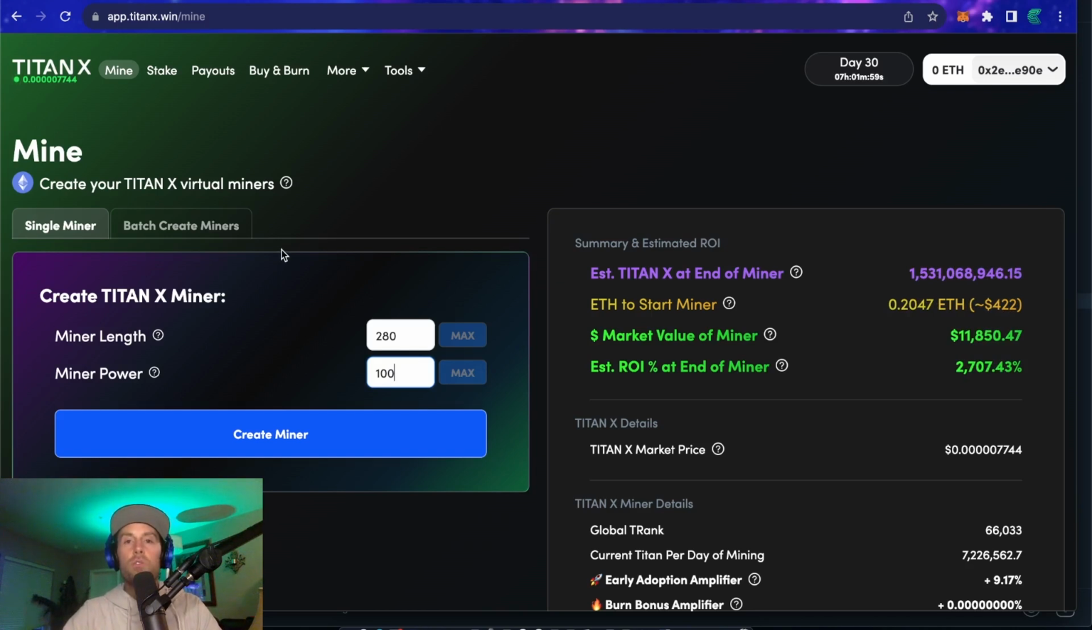Now let's go on to the staking section, because when you get your TitanX at the end of your miner, you're going to have an option to stake it if you like.